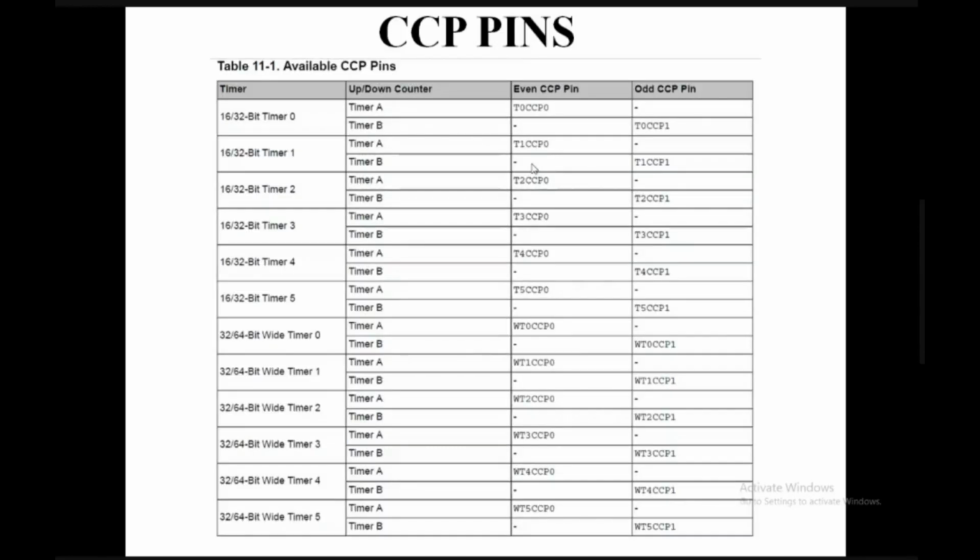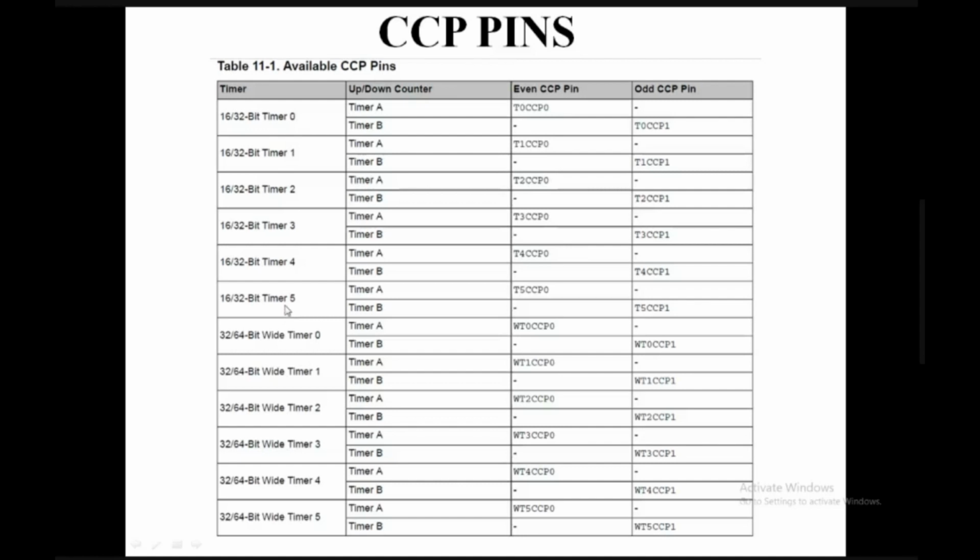So with respect to the TIVA microcontroller, as you see, there are 6 timers. You can see timer 0 to timer 5. There are 16 or 32-bit timer 0, 16 or 32-bit timer 1, 16 or 32-bit timer 2, timer 3, timer 4, timer 5.